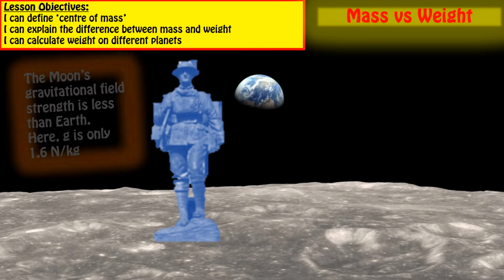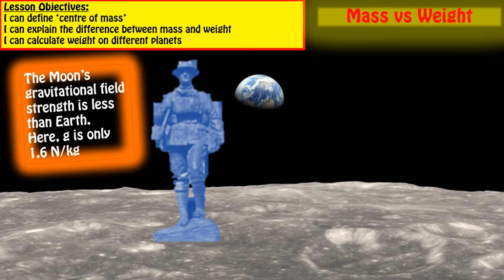But does weight change? Well, the moon's gravitational field strength is a lot less than Earth. It's about a sixth of Earth's. Here, gravitational field strength, or g, is only 1.6 newtons per kilogram. Now some people think there's no gravity on the moon. The moon's huge. It's about a quarter of the size of the Earth. It's absolutely massive. So of course, there is going to be some gravitational field strength there. And instead of 9.8 like it is on Earth, it's only 1.6 on the moon.